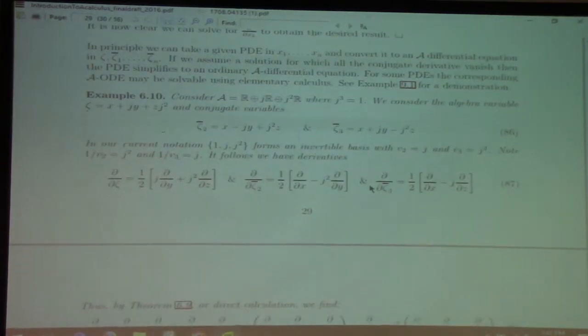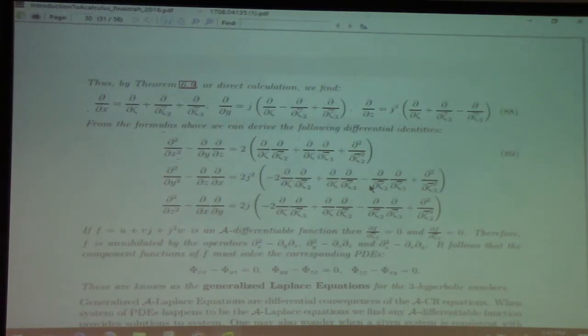Now, the kicker is that, just like you can do with complex variables, where you calculate partial z and partial z bar in terms of partial x and partial y, you can do the same in A calculus. You can invert these definitions and solve for partial x1 through partial xn in terms of partial zeta and partial zeta bar 2 through zeta bar n. For example, in the 3 hyperbolic numbers, I can work out that partial x is the sum of these algebra derivatives. Partial y is the sum of these algebra derivatives, and partial z is the sum of these algebra derivatives.